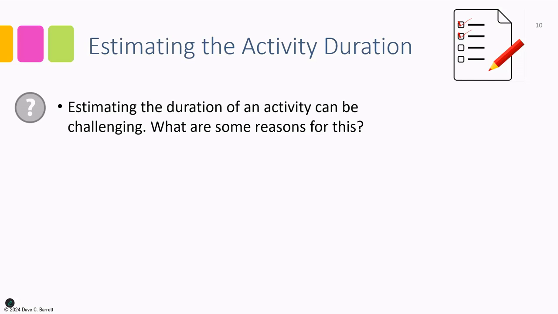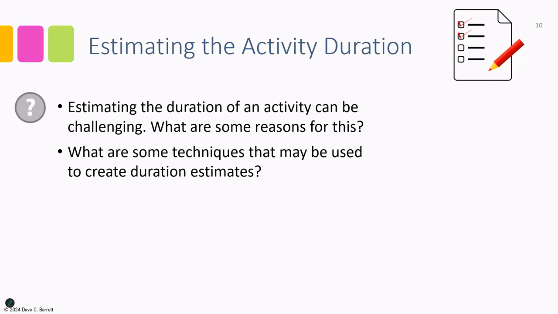We also may not know who is working on it at this point. So the resources, the person who will be assigned to the activity, we might not know that. So experienced resources can do an activity very quickly versus inexperienced might take longer. So there's a lot of different variables that come into it that makes this a difficult task.